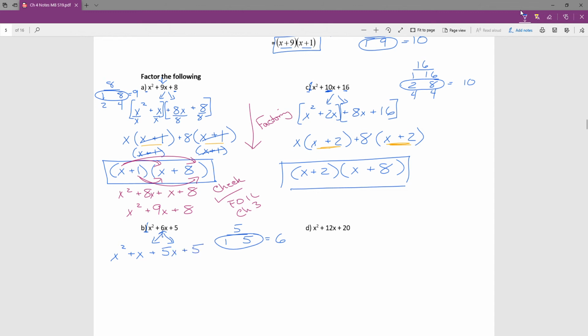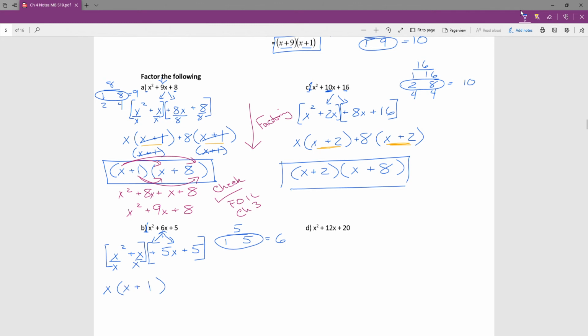I've made my trinomial into a polynomial with 4 terms, and my strategy for factoring when I have 4 terms is factoring by grouping. I see that I have an x common to the first 2 terms, so I write down my x as my greatest common factor, put down my brackets, going to fill it up with what's left behind when I divide that out.